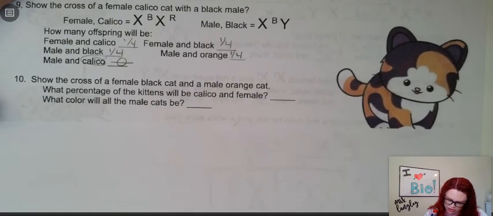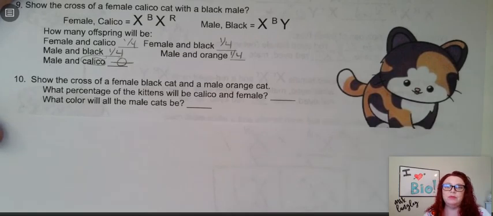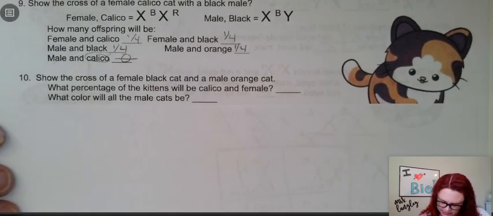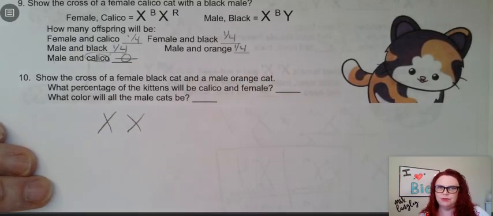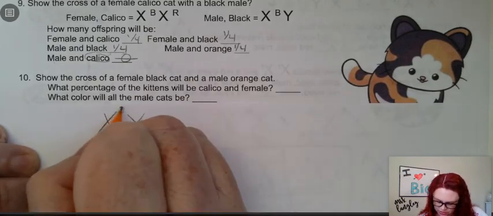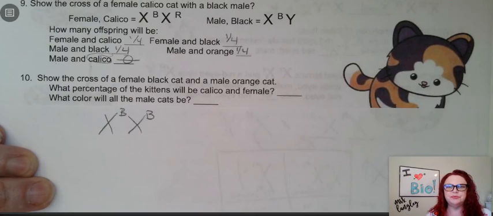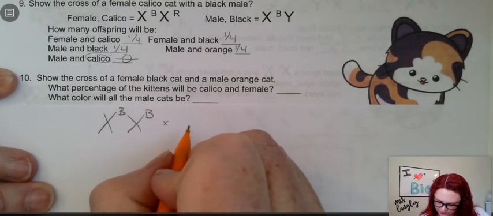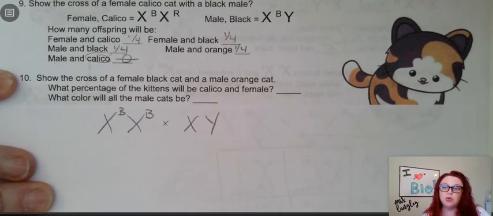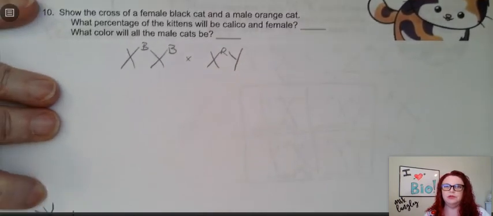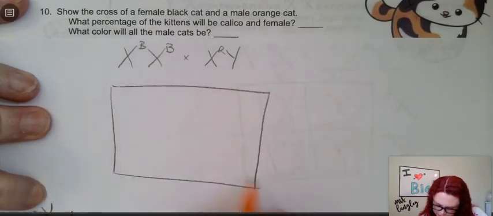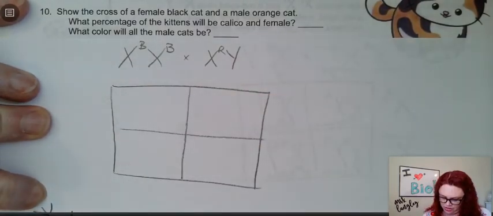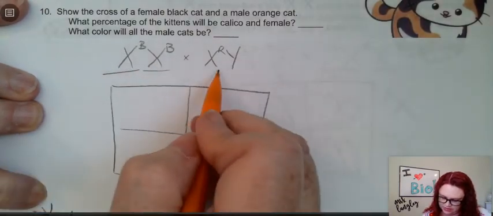And the last question, number 10, show a cross of a female black cat with a male orange cat. All right, so female, and it's black, but I know that if it has 2 different ones, it would be calico. So it must have 2 capital B's. Crossed with a male that is orange, so it must have an R. Do that cross. Here's a gamete, and here's a gamete, here's a gamete, and here's a gamete.